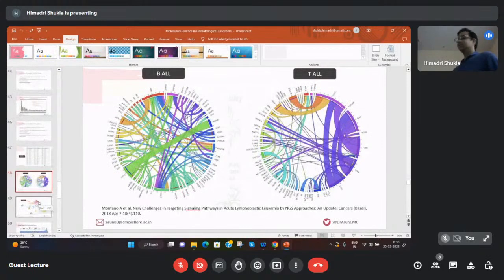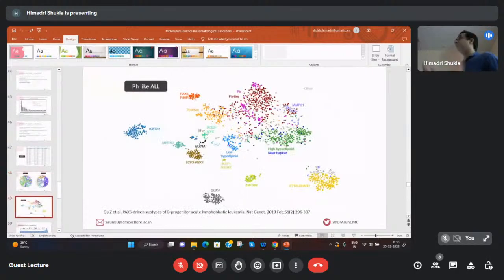Don't get scared by all these fancy pictures. This is just to show you that there are so many possibilities. When we say ALL, we think of 2-3 translocations. When we say AML, we think of maybe t(8;21), t(15;17) or inversion 16. But there are hundreds of possible translocations that can result in that mutation, which earlier we were not able to identify, but now we can because we have NGS.